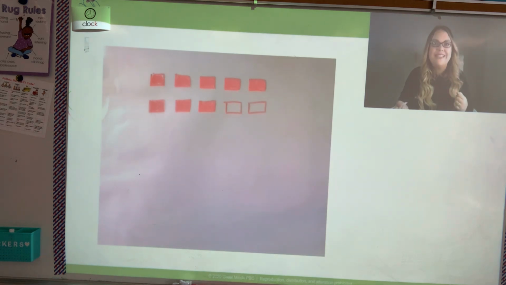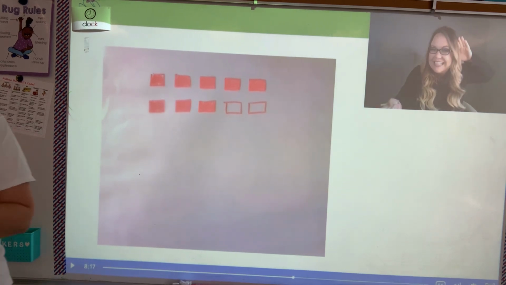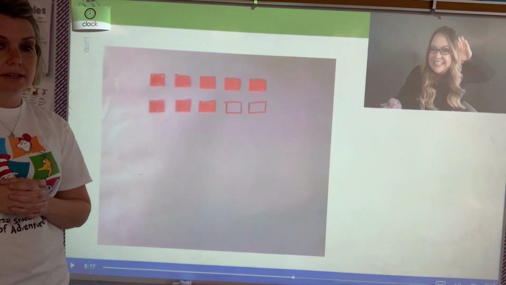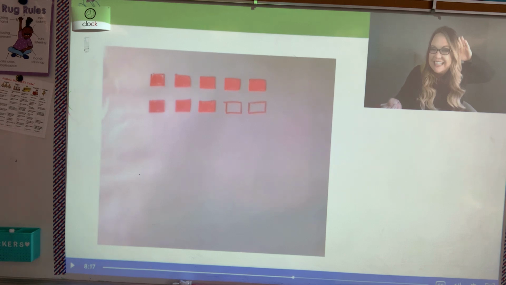How could we make a number sentence about this story? Ooh, raise your hand. I want another friend to tell me a number sentence about this story. Carolyn. 10 equals 8 plus 2. Ooh, I love it, Carolyn. 10 equals 8 plus 2.